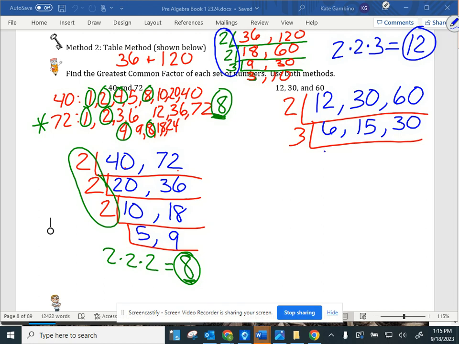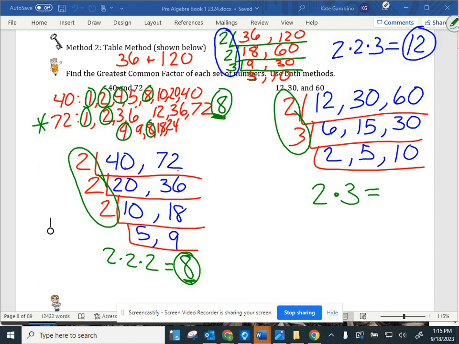6 divided by 3 is 2, 15 divided by 3 is 5, and 30 divided by 3 is 10. What is the smallest prime I can take out of 2, 5, and 10, Damien? You can't. That's where I stop. There are no more primes that I can divide out. So what do I have to do, Christian? Multiply 3 times 2. I'm going to multiply those primes. What is 2 times 3? Christian? 6.